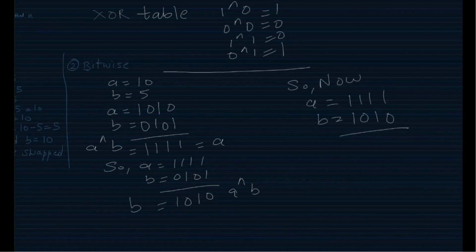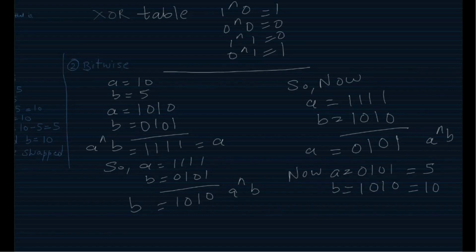Let's again take A XOR B with the current values. That will be 0101 and we will assign that to A. Now the current values are A is equal to 0101 and B equal to 1010. That means A is equal to 5 and B equal to 10. We can see that the variables are swapped.